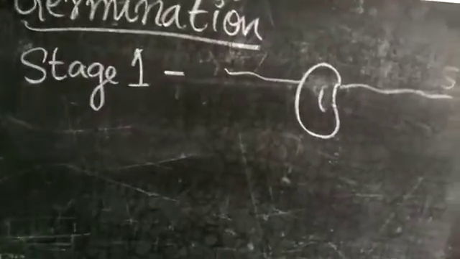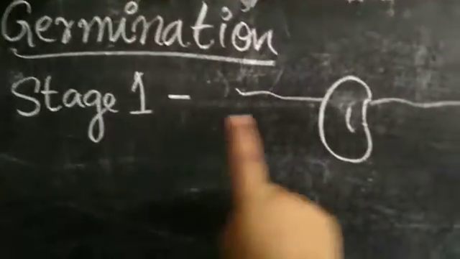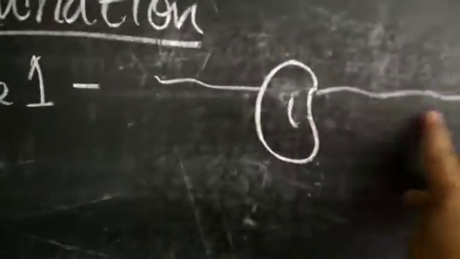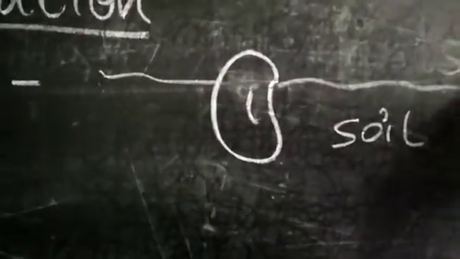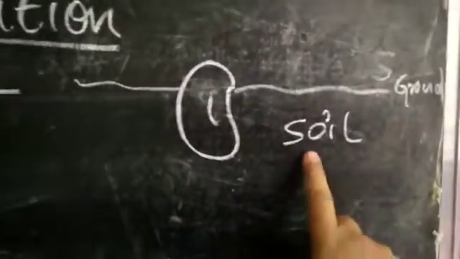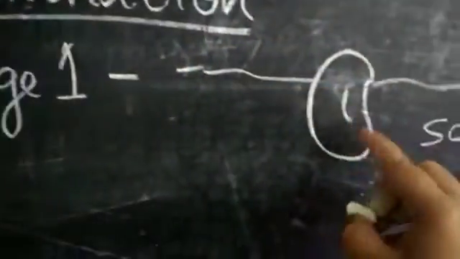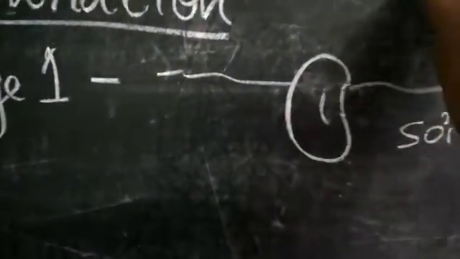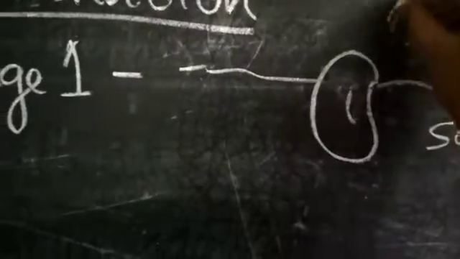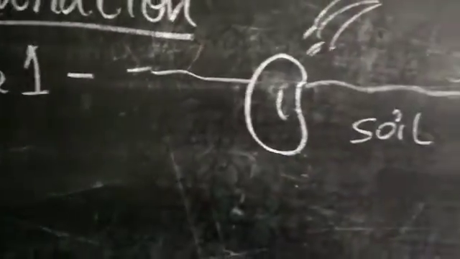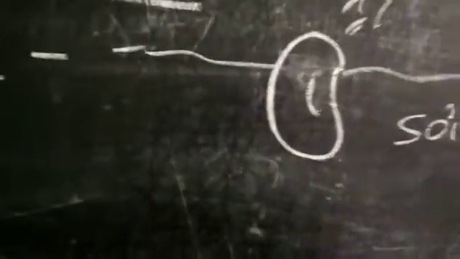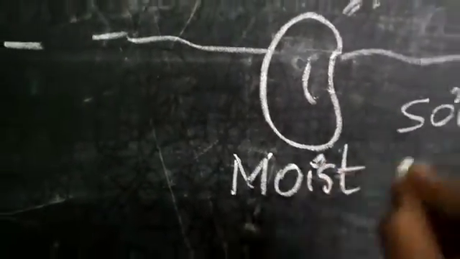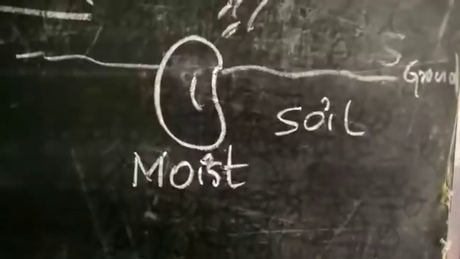Take a seed. In the first stage, what happens? The seed is sown into the soil. Think that this is the soil. This is the ground and this is the soil. So I will put the seed into the soil and water it daily. So what happens? The seed will become wet. What we call wet is moist. That seed will become moist.